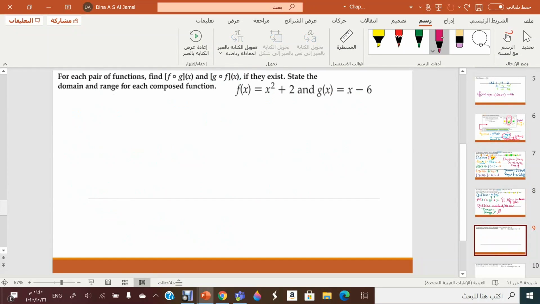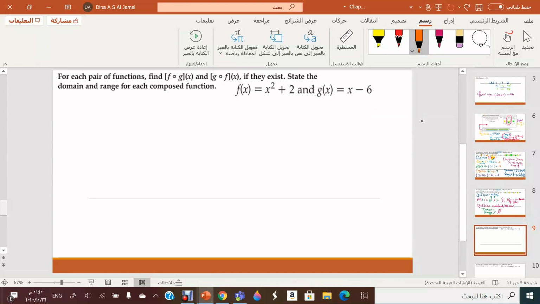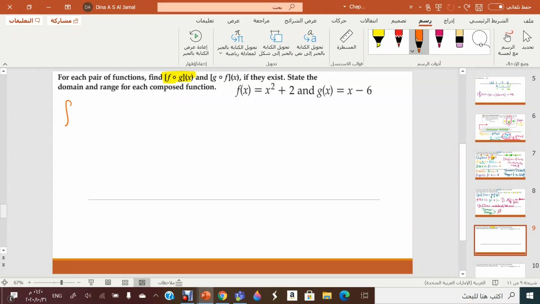Now let's go to when we are having a pair of functions. How can you do it? So let's focus now on the composition of the first part, f o g of x. So it is the same as f, and inside it you will be putting g of x.